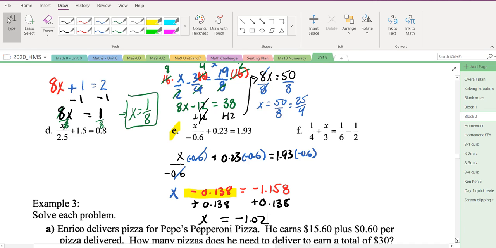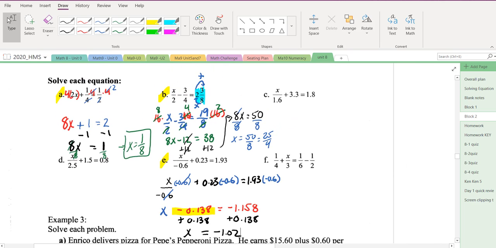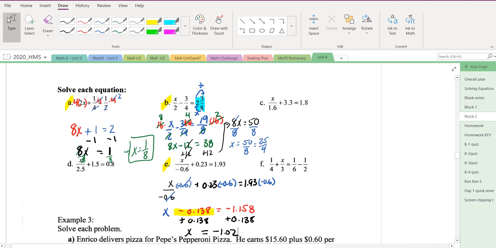Right. So give the other three questions a try. Our first step is to get rid of the denominator. So you find the common denominator and you multiply everything by that.